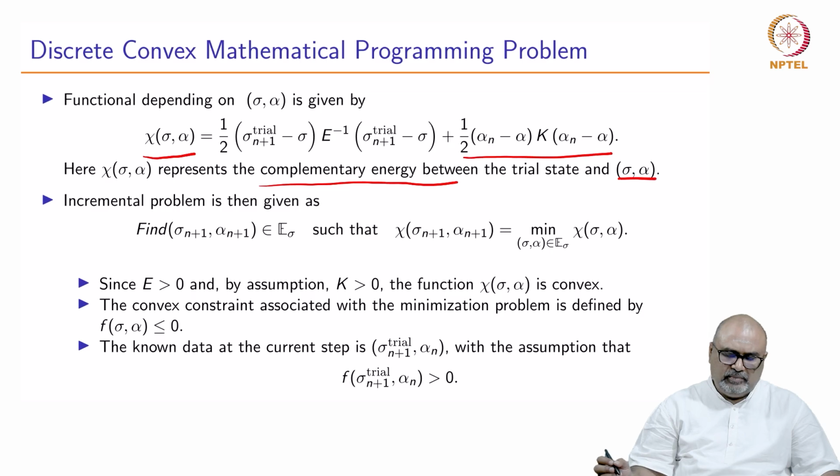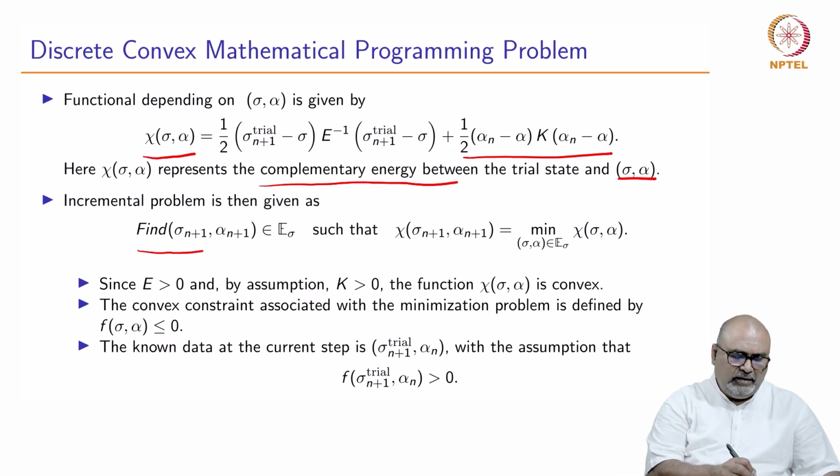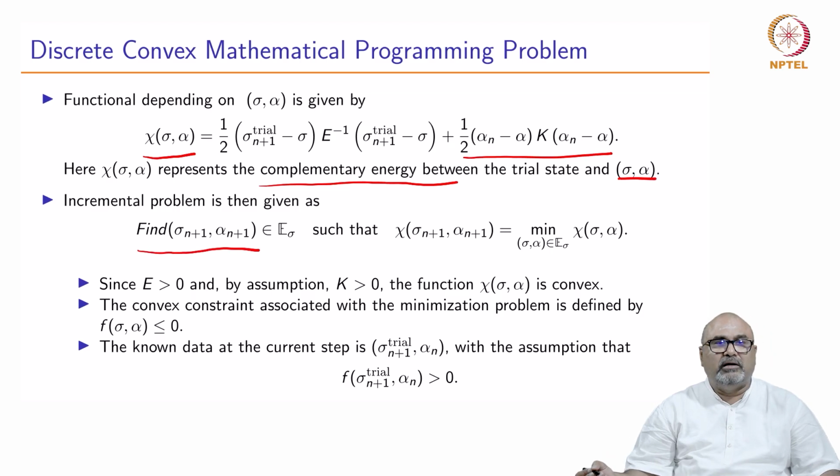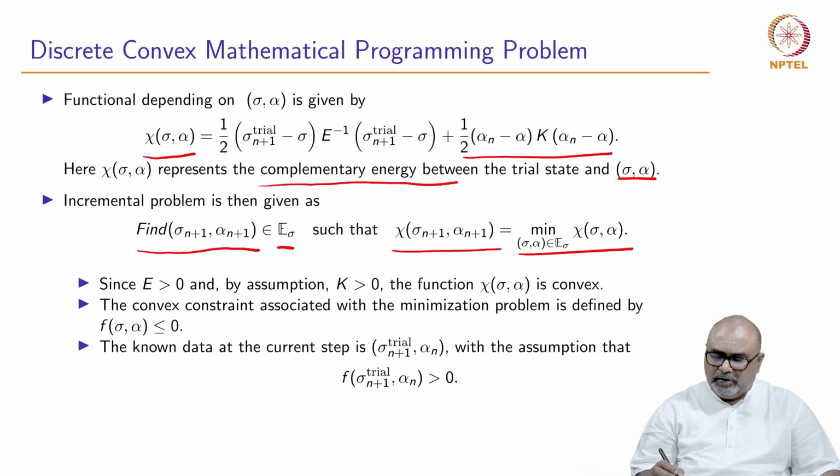The incremental problem can then be stated as: find the values of sigma n plus 1, alpha n plus 1, which belong to this admissible stress state, such that this functional based on the complementary energy functional results in a minimum value of chi of sigma comma alpha for any sigma comma alpha belonging to the admissible stress state. Since E is greater than 0, and by assumption k is also greater than 0, the complementary energy functional chi of sigma comma alpha is convex.